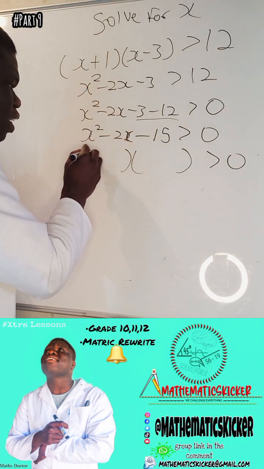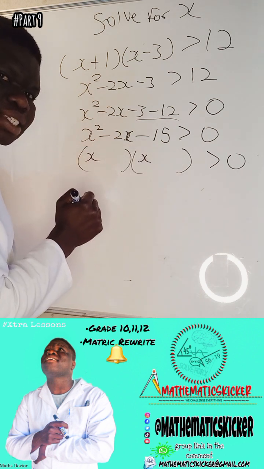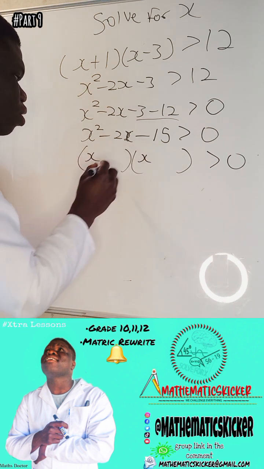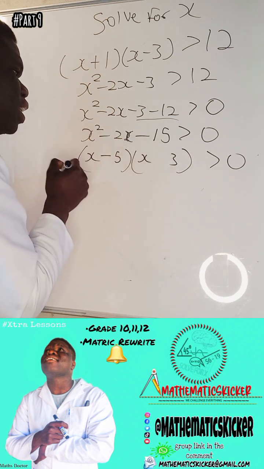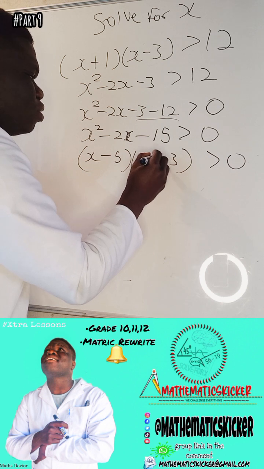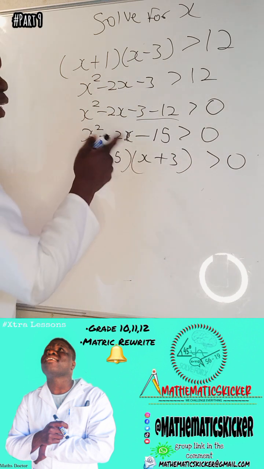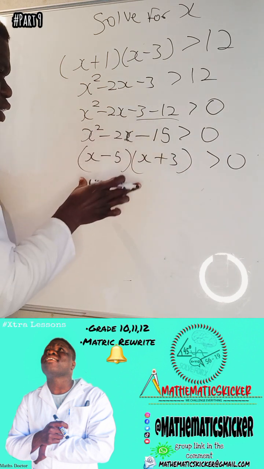Then now let's factorize x and x. If x and x, then the factors are 5 and 3. Then the middle term is minus. This one will take plus. Then when you multiply them, we'll have this, right?